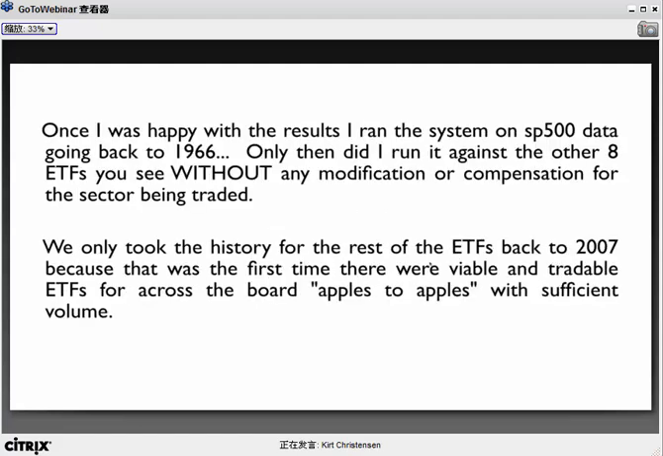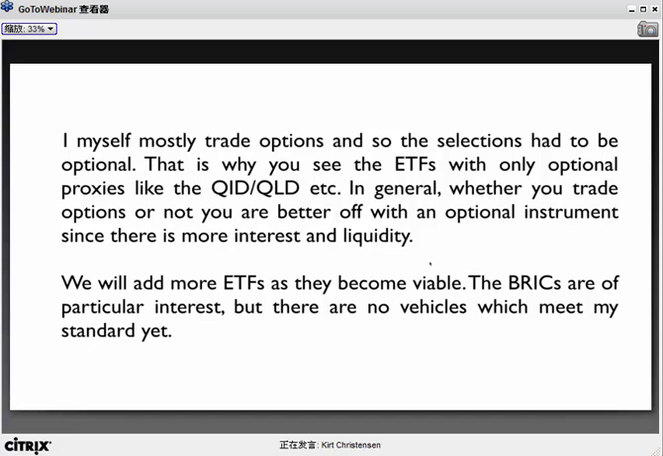So basically, we started this in January 2007, because that is the first date when we had all of these different pieces in place. I've given you all the pieces and told you what they are. The ETFs have to have options on them. They have to have double ETFs, and they have to have adequate volume for us to do these calculations. So these 9 sectors are what matches up with what we're looking for. Okay, so we will add more ETFs as they become viable.